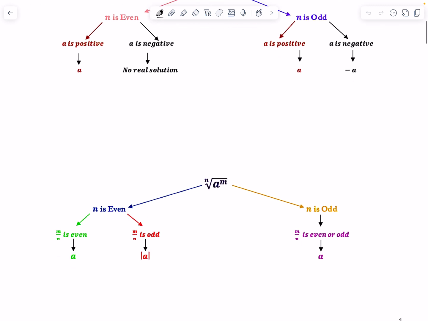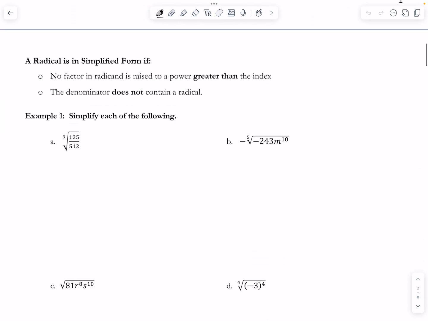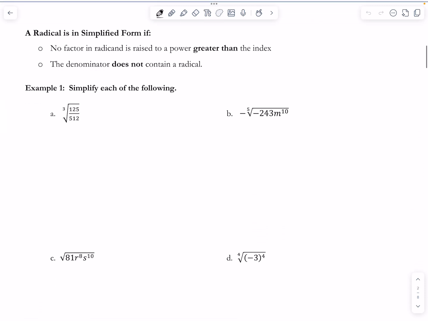So I'm not going to spend a whole lot of time going through these different charts here. I want to do some examples so you get a feel for how to do these. Now, to make sure that we're fully simplified, a good thing to check is that no factor in the radicand is raised to a power greater than the index. So basically keep simplifying if that ends up being true. And the denominator does not contain a radical.